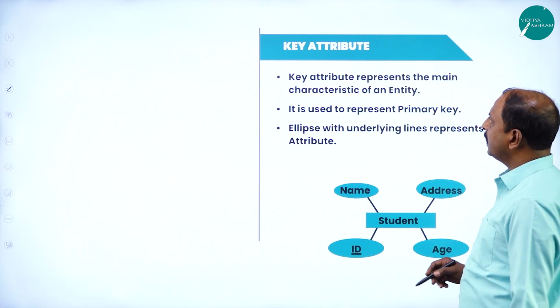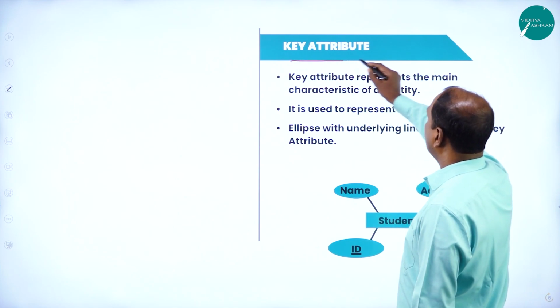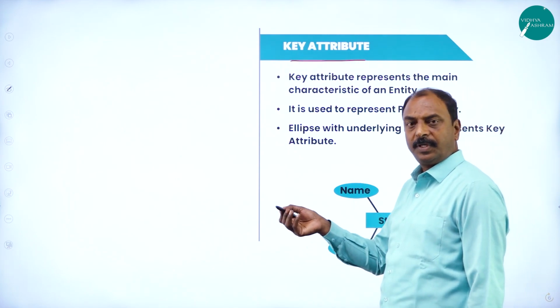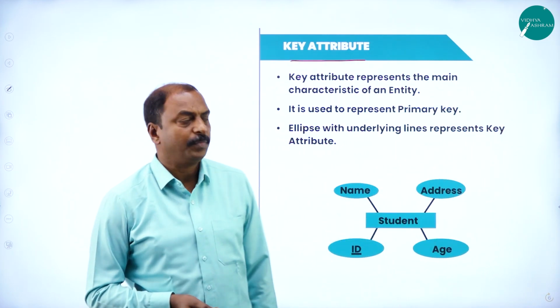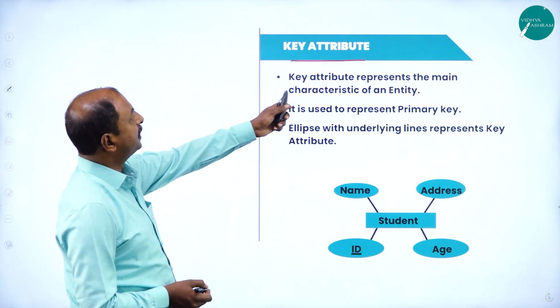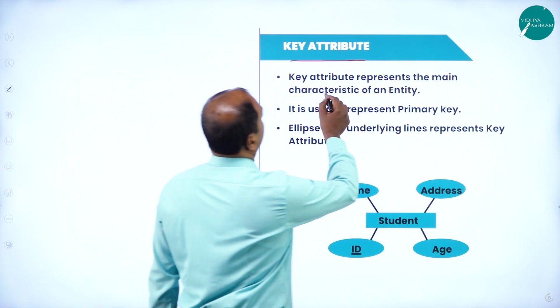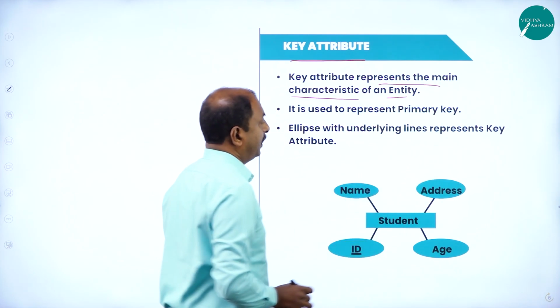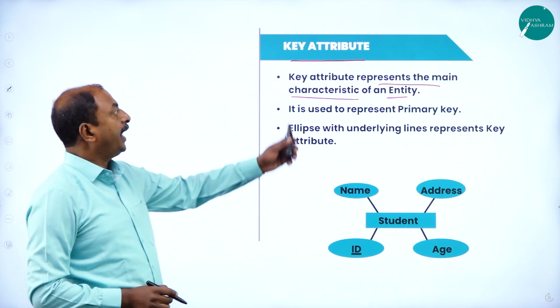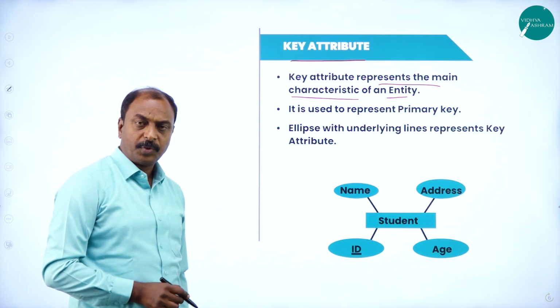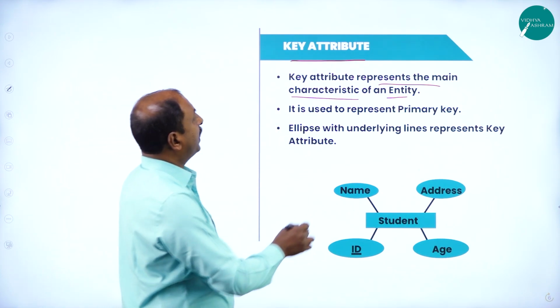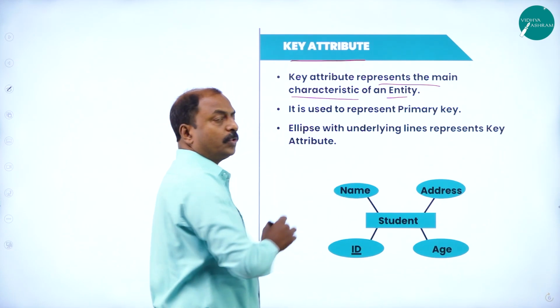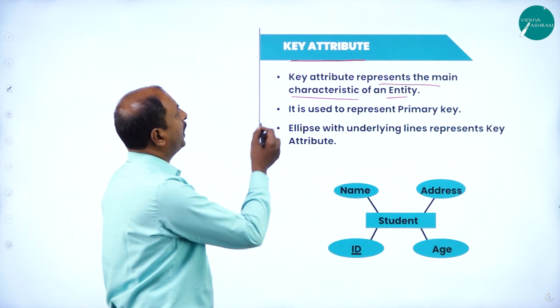Now in the next slide, we will see what are key attributes. In the previous slide we have learned what is an attribute. Now let us see what is key attribute. So key attribute represents the main characteristic of an entity. You know what are attributes, and the main attribute of an entity is nothing but key attribute.